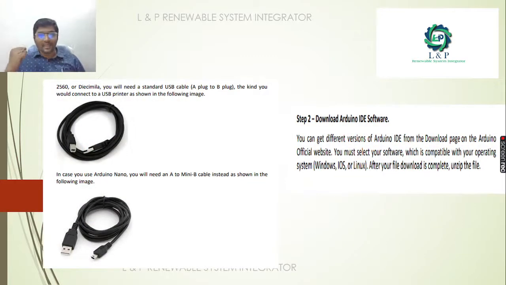Next, you need to download the Arduino IDE software, based on the controller that you are choosing. Your cable is also going to differ, because the normal USB printer cable is available, and the mini B cable, that is a normal USB type cable, is also available. So what is the application that you use? Based on that, we have two different varieties.